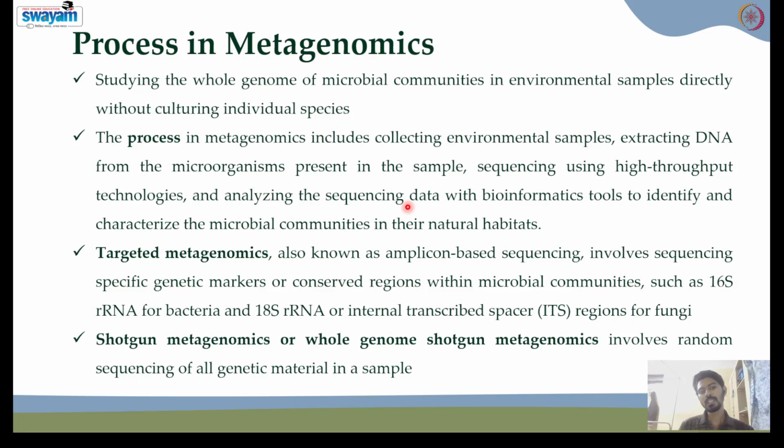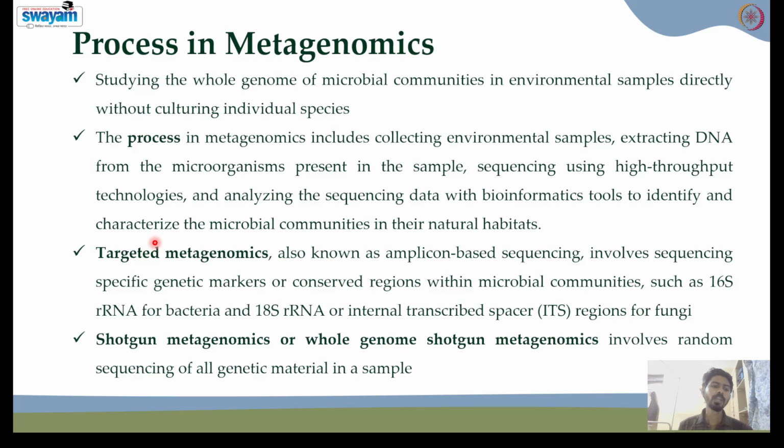And here we could see that there are two kinds of approach we can go for. One is targeted metagenomics, one is shotgun or whole genome. The first one, targeted metagenomics, by the term itself we can understand it is targeted. So here we will be sequencing only a specific genetic marker or conserved region within a microbial community.